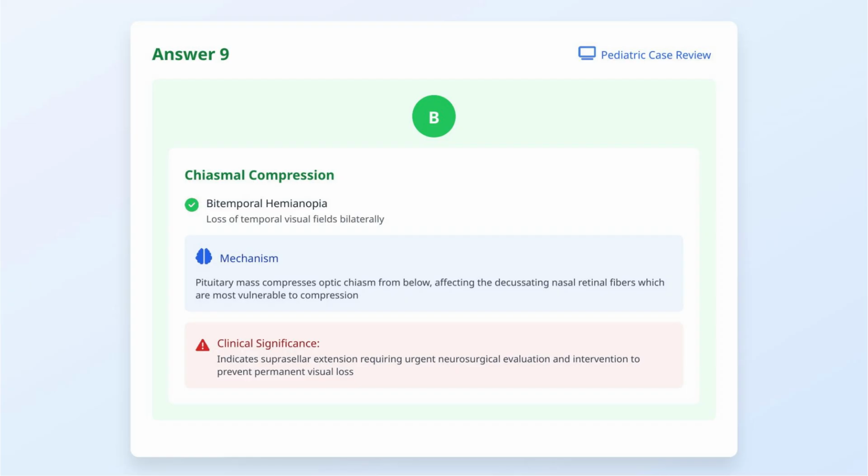Bitemporal hemianopia, characterized by loss of temporal visual fields in both eyes, results from pituitary mass compression of the optic chiasm from below. The decussating nasal retinal fibers are most vulnerable to compression. This finding indicates suprasellar extension of the mass and requires urgent neurosurgical evaluation and intervention.